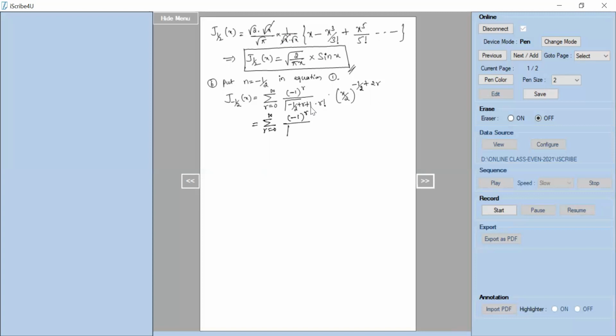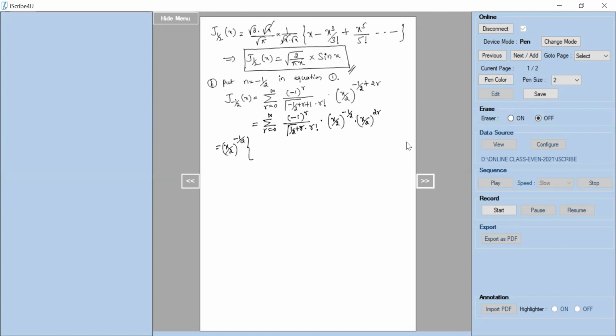So I can write this as gamma of 1 by 2 plus r into r factorial into, this term can be split as x by 2 power minus half into x by 2 power 2r. The term is split, and again this term is free from r, so I can take it outside the summation symbol. And by giving r equal to the values 0, 1, 2, 3, let us expand. So this is equal to x by 2 power minus half.